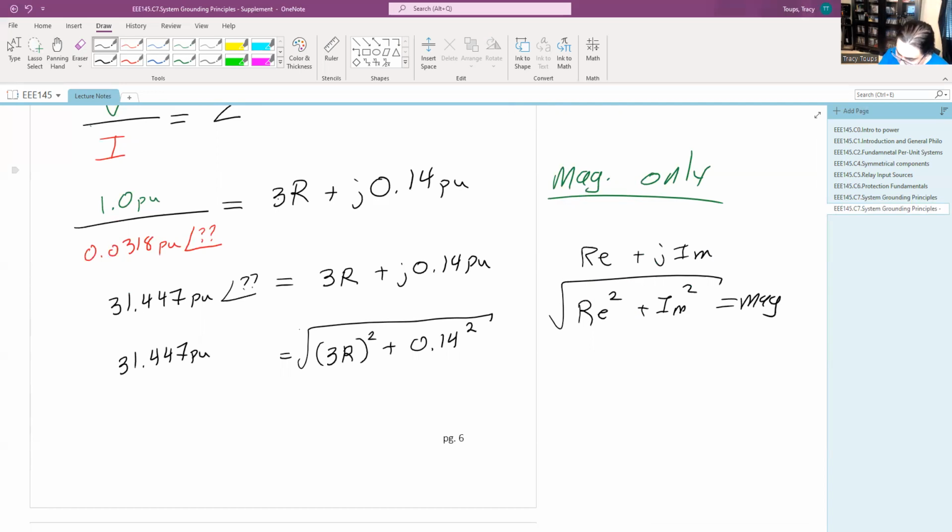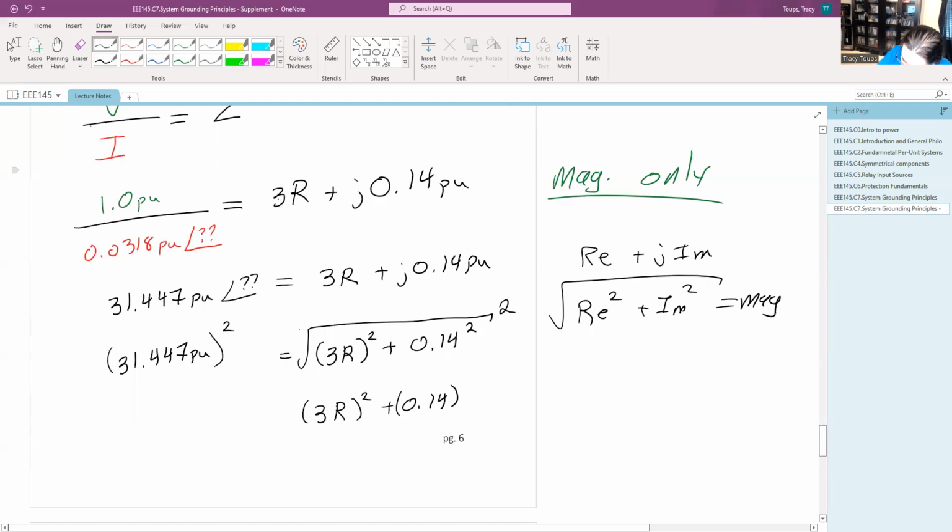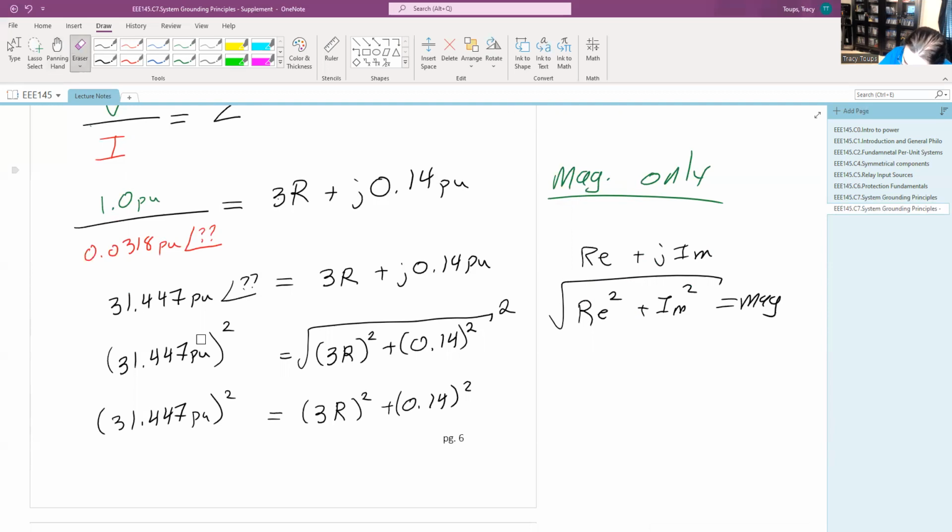So I could just get rid of the square root by squaring this side and squaring this side, right? And so then we're going to have (3R) squared plus 0.14 squared, let's put some brackets here, equal to 1.447 per unit squared. Okay, they're all per units, right? If I didn't, I should carry it over. So there's a per unit here, per unit here.